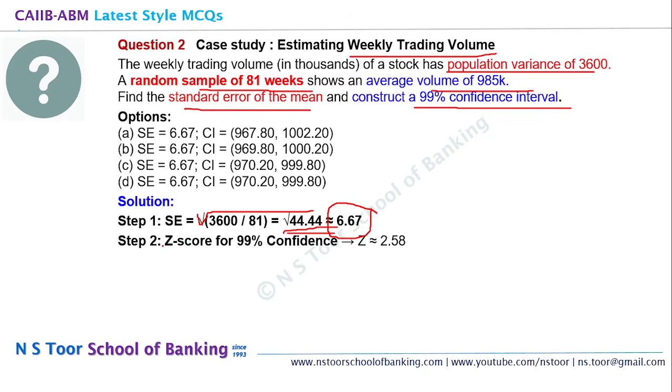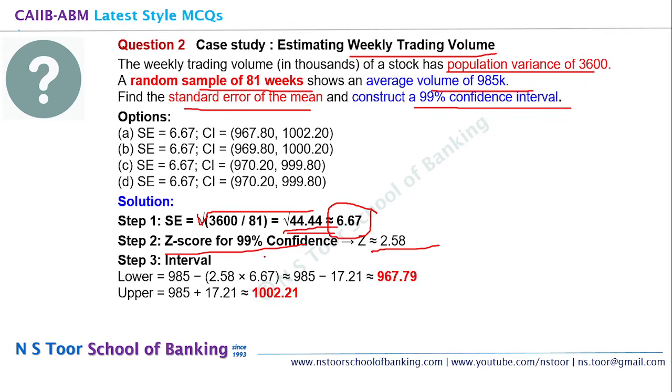44.44. So next step is we have to calculate the z-score for the 99% confidence interval. For that purpose we should know the z-score for 99% confidence, which is 2.58 as per the table. So table से हमने जब वो figure ले लिया, it comes to 2.58. Now we have to calculate the interval for that.